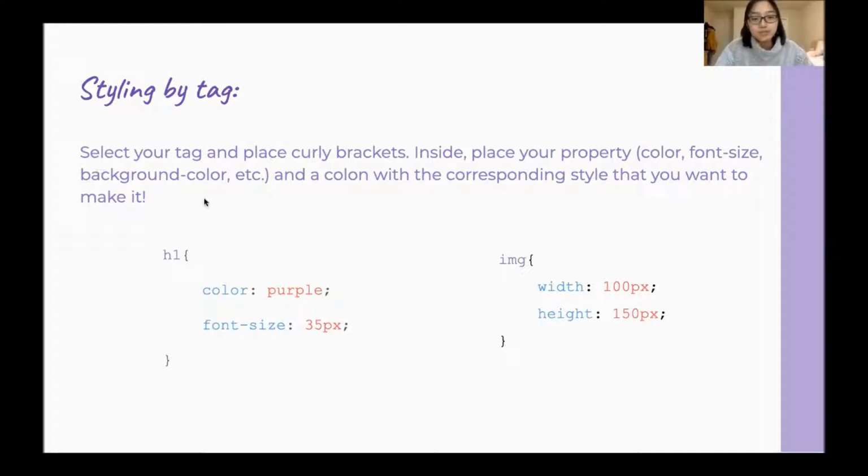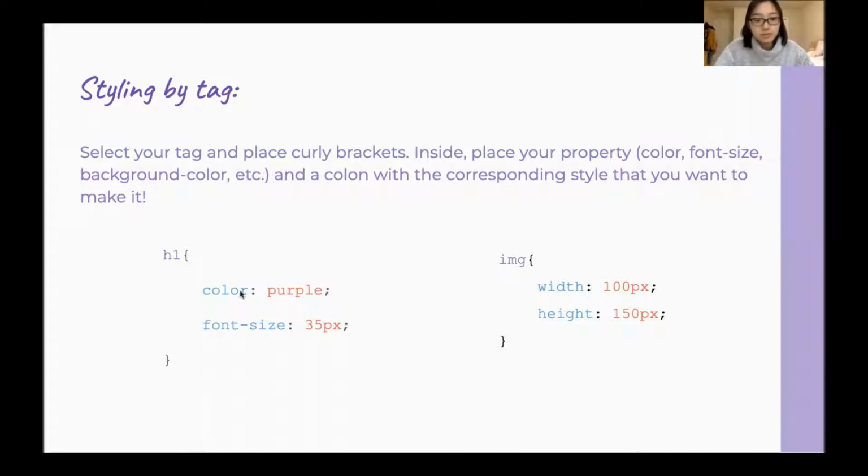And what you need to do in your CSS file is just call the tag that you want to style it by. Remember, tags can be like H1, it can be image, it can be A, which would be your hyperlinks. It could be table, which would be your tables, ULs, OLs, which are your unordered and ordered lists. So what you need to do is select your tag just by calling it right here and place curly brackets right here. And then inside that, you would include your property.